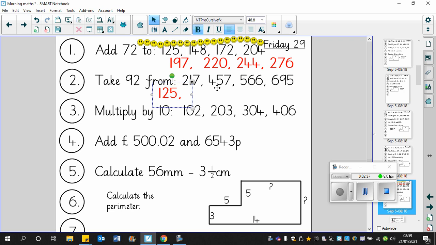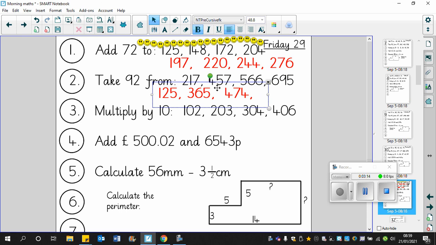457 take away 90 is going to be 367 if we were taking away exactly 90, but we're taking away 92, so we have to take away another 2, so therefore it becomes 365. Okay, 566 take away 92, so 566 take away 90 is going to be 476, and then we take away another 2 and it becomes 474.